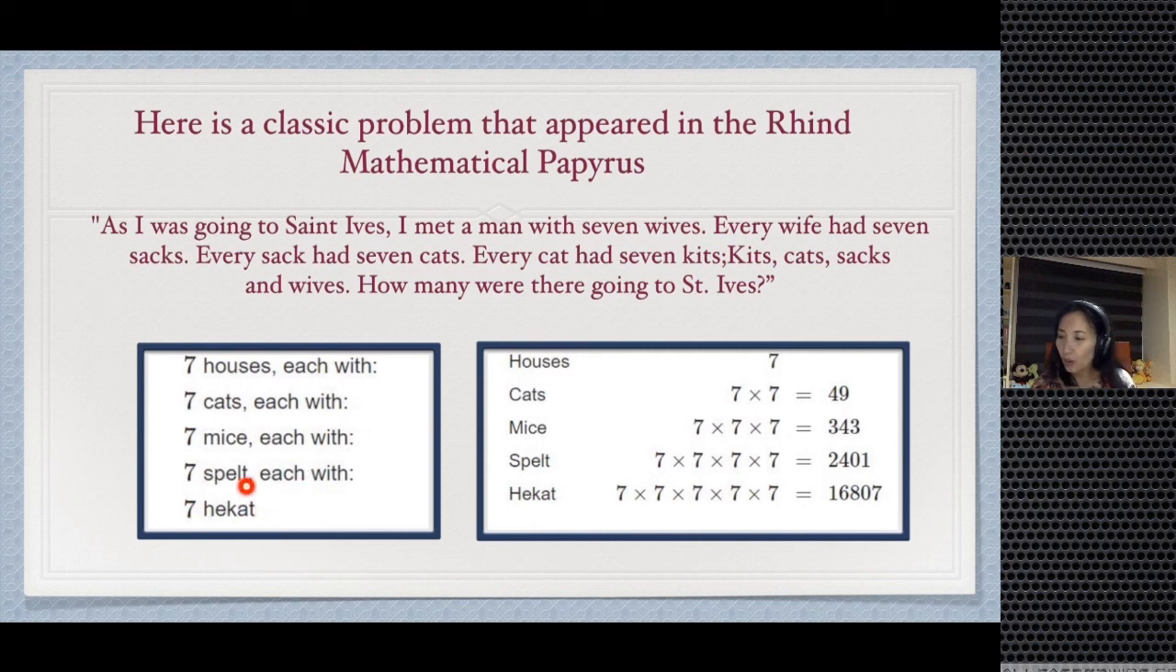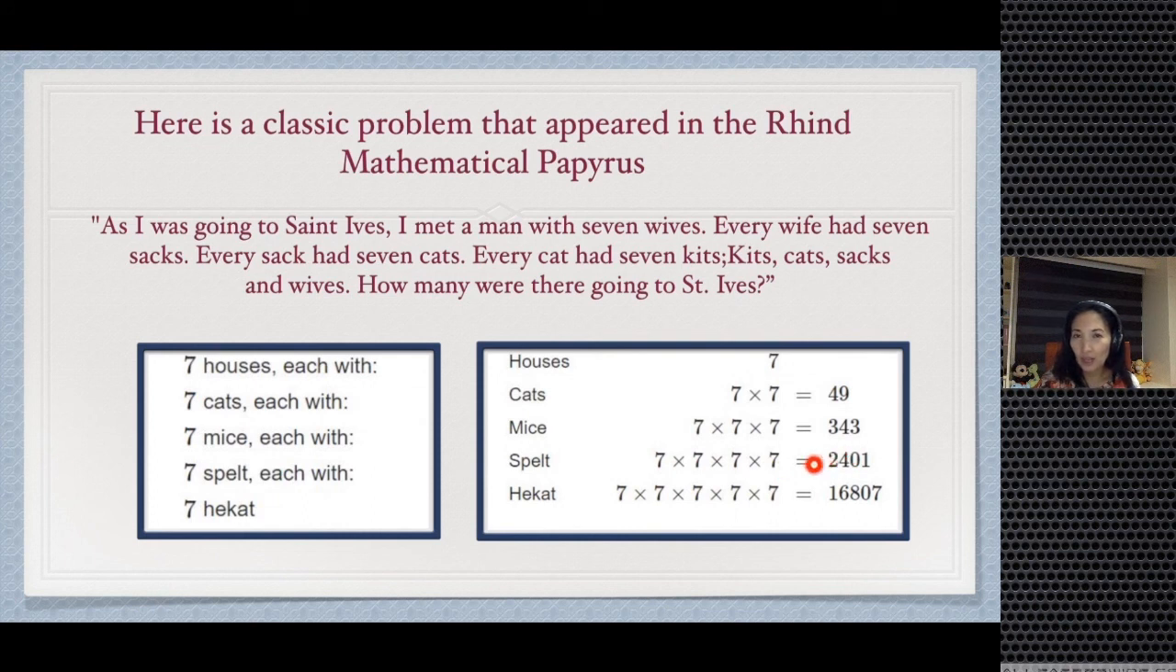Okay, so houses, there are 7. With 7 houses, each with 7 cats, so 7 times 7, 49. Each cat with 7 mice, so 7 times 7 times 7, or 7 cubed, 343. Each mouse with spelt. Okay, so 7 times 7 times 7 times 7, or 7 to the 4th.